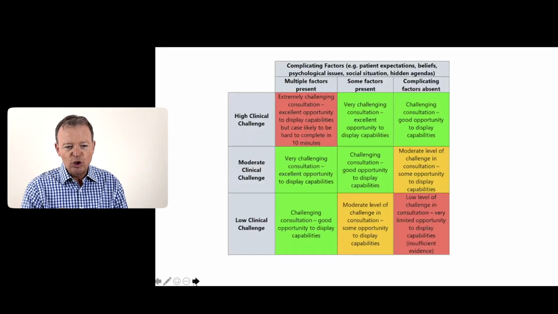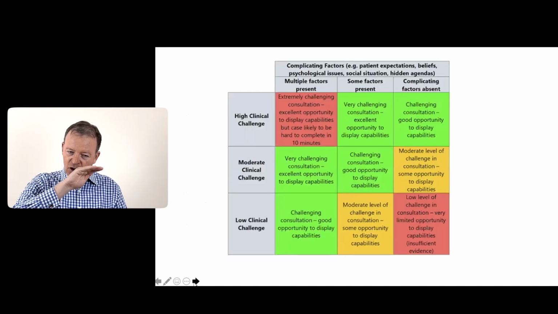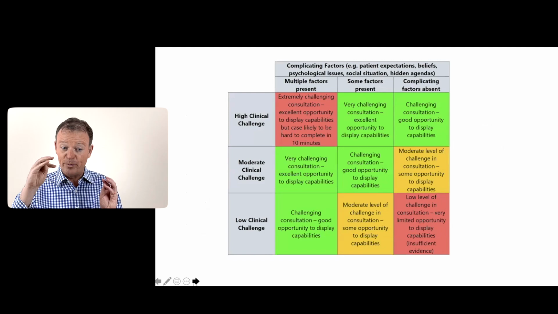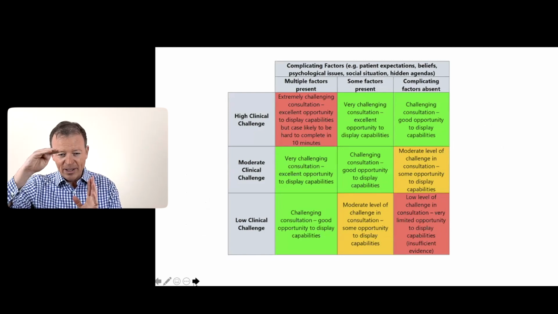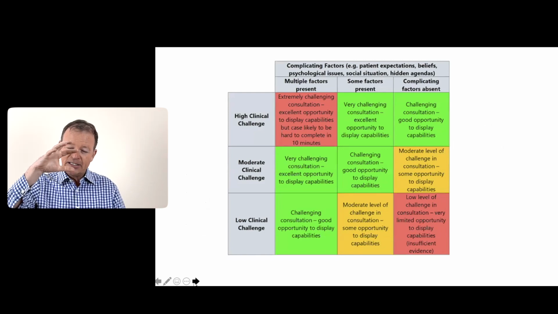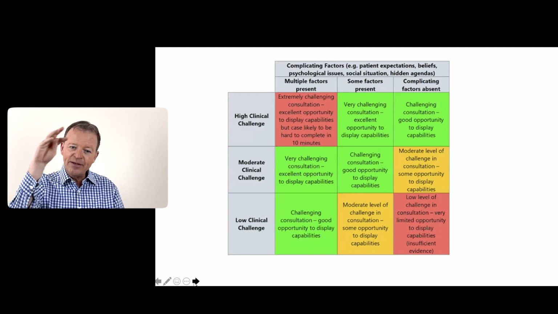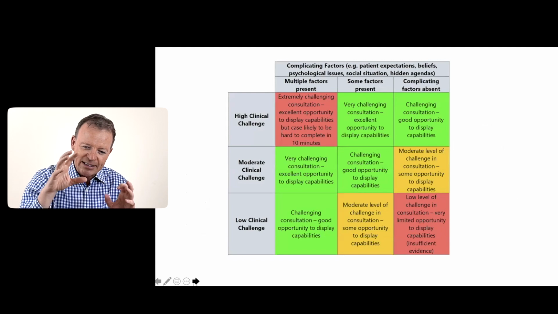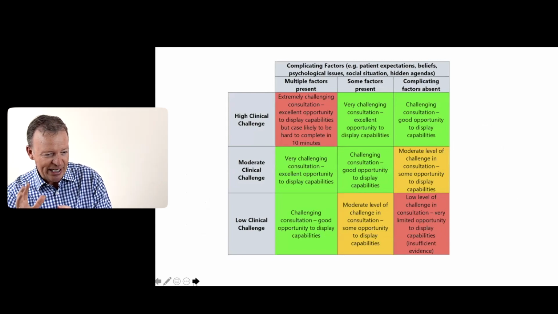This was the table I keep talking about, and across the top there you see complicating factors. So this is describing a consultation being made up of 2 big elements. You've got the complicating factors. So what is going on in this person's life? What are their expectations, their beliefs? What's their social situation? Is there a hidden agenda?